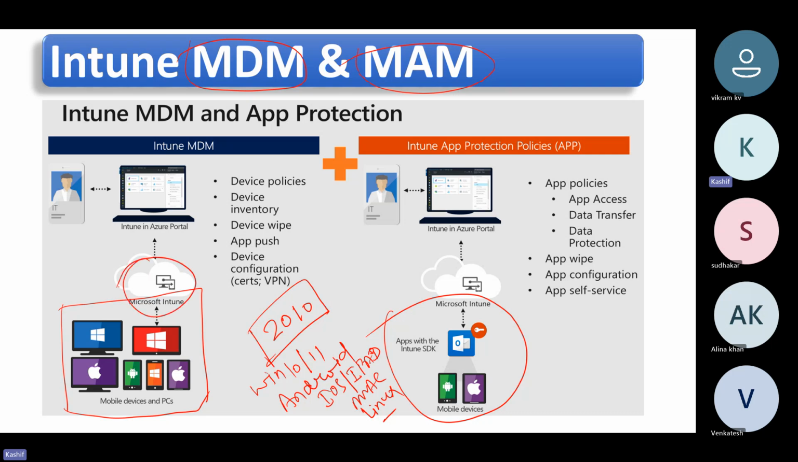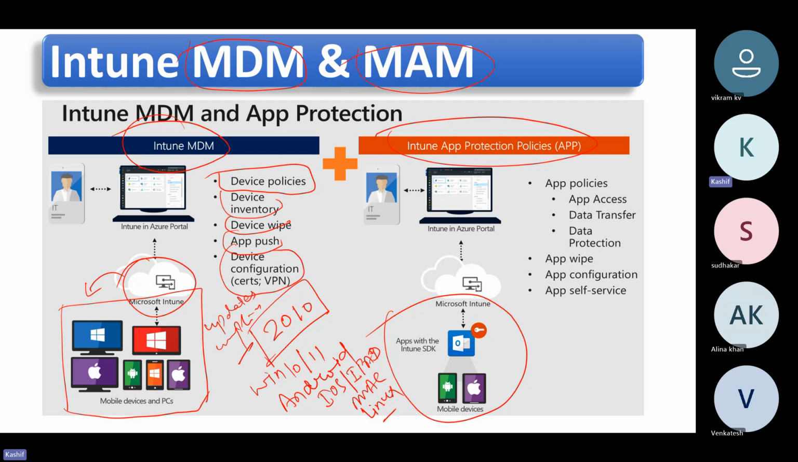So from Intune, you can supply policies, you can supply applications, you can supply configurations, you can deploy various other things which you would like to do on these devices. So basically you have device policies, inventory, then device wipe, application, then you can deploy configuration and various other things. For example, updates, right? Compliance, right? Similarly, you can deploy application policies. So here we have mobile device management and here we have mobile application management.